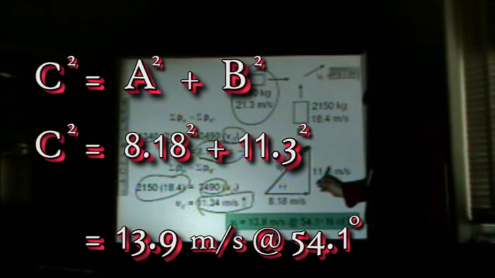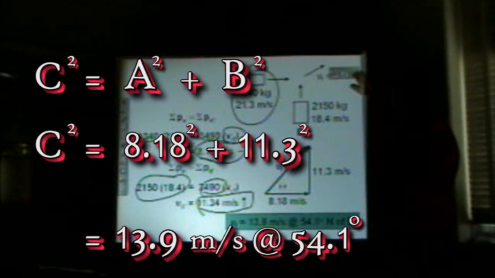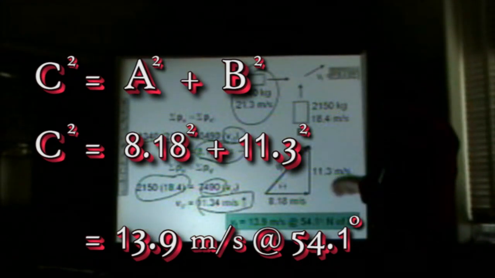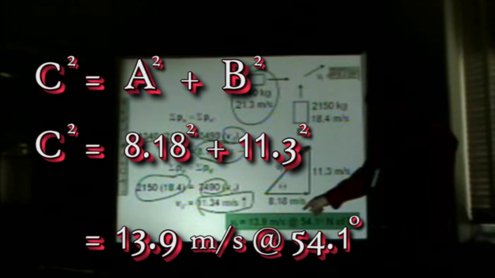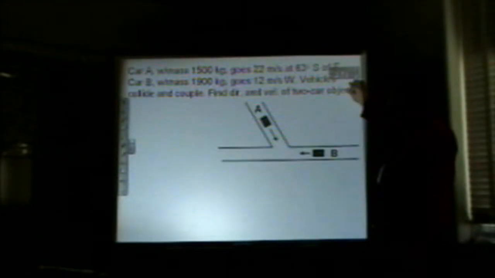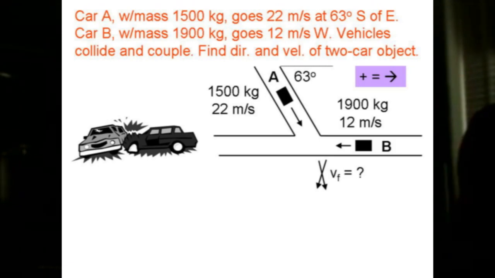C squared is equal to a squared plus b squared, right? Okay, piece of cake. And then I use tan inverse, opposite over adjacent. 11 divided by 8, inverse tan, gives you the angle, right? All right, so the second to last one.